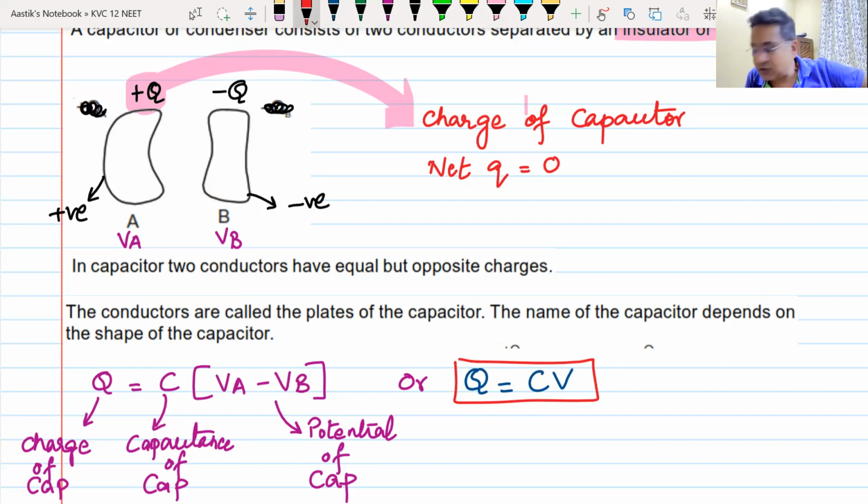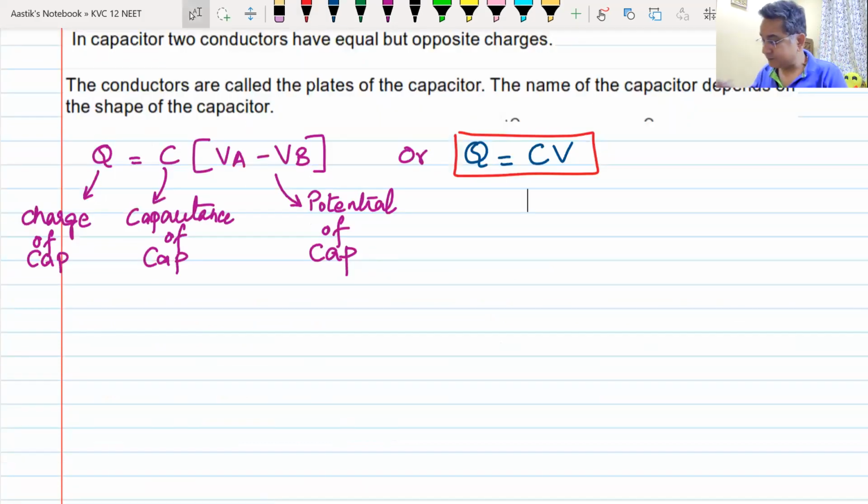Now, whenever we write Q is equal to CV for a capacitor, you must understand Q is not the total charge. Q is the charge on the positive plate. Do we understand this? C is known as the capacitance of the capacitor, and V is not the potential of one plate, it is the potential difference between the two plates, which is known as the potential of the capacitor. Do we understand this? Everyone understands this, yes or no?